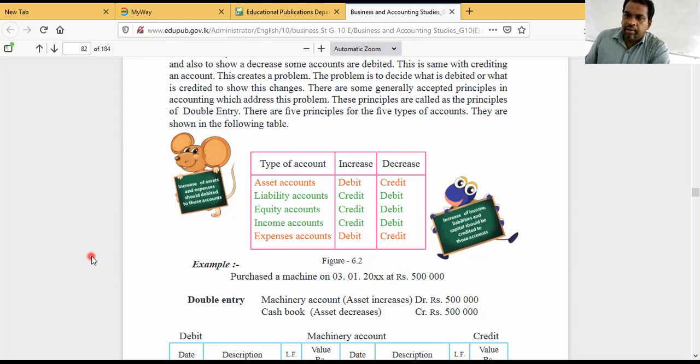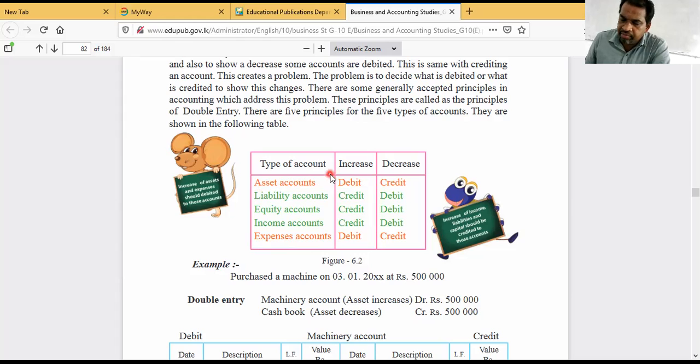So we can have 5 types of accounts in a business: asset accounts, liability accounts, equity accounts, income accounts, expenses accounts. Then increase, decrease. We can easily understand these 5 principles. They are called double-entry principles. If we take asset accounts and expense accounts, they are given in red. We have got the same principle.